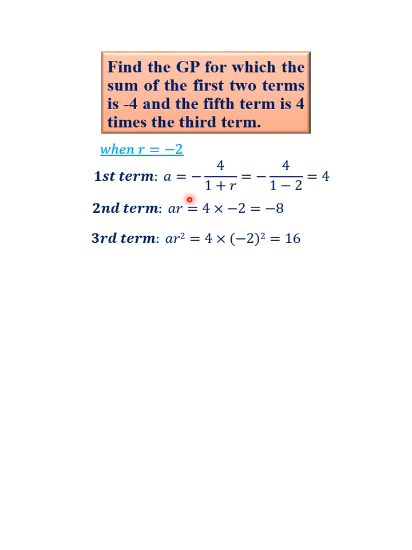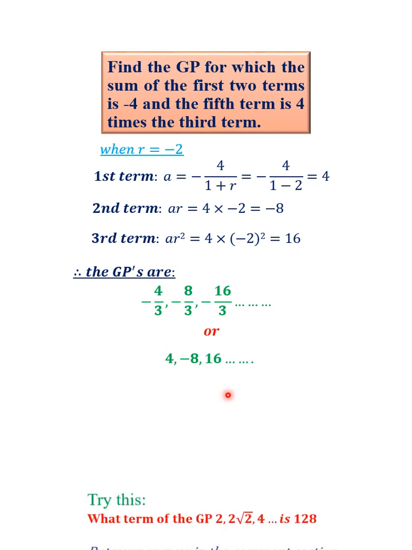So when R was minus 2 and when R was plus 2, we've had two sets of GPs. So we can conclude that the GPs are, these are the first set of values we obtained when R was plus 2: minus 4/3, minus 8/3, minus 16/3, and so on and so forth. Or the GP could also be, when R is minus 2, 4, minus 8, 16, and so on and so forth.